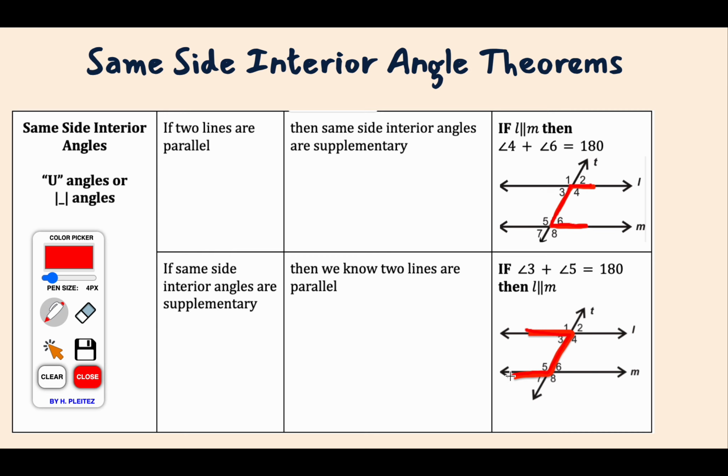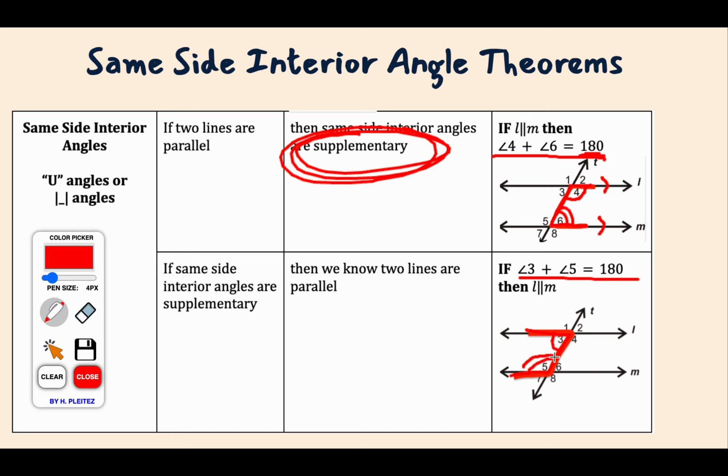So again, if two lines are parallel, then same side interior angles are supplementary. Now remember, supplementary means that we can add two angles and set them equal to 180. So if we're given that L is parallel to M, then we know that our same side interior angles, which are angle 4 and angle 6, if we add them, we can set them equal to 180. Now this theorem also goes the other way. If we know that the same side interior angles are supplementary, then we know the two lines are parallel. So if we're given that angles 3 and 5 here add to 180, then we can conclude that L is parallel to M.